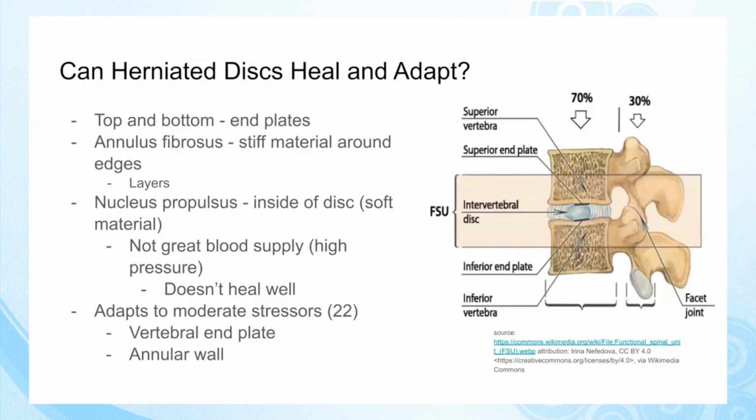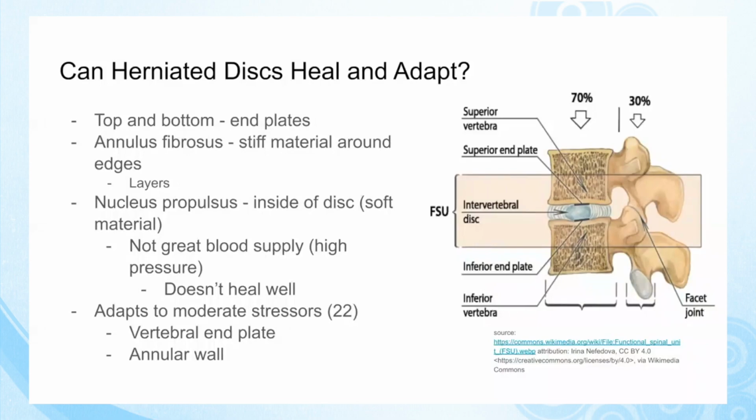What's kind of cool is that the rest of the disc can actually heal. So both the vertebral end plate, so think about the roof and the floor of the disc, can both adapt to stress, as well as the annular wall. So the outside periphery of the annular wall has some blood supply. It can actually heal and it can adapt over the course of time.